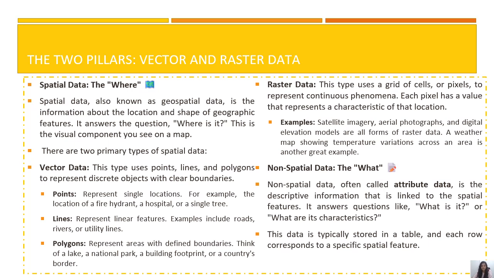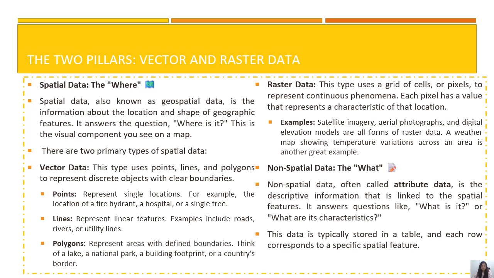Vector data uses points, lines and polygons to represent discrete objects with clear boundaries over a map. A point can refer to a single location, for example you can pinpoint a location on the map. It can be a street lamp, a fire hydrant pole, a hospital, a single tree, based on your requirement of the data. Next come lines. Lines represent linear features. This can be roads, rail lines, rivers, utility lines, and many other things.